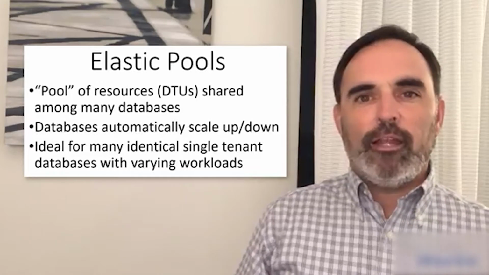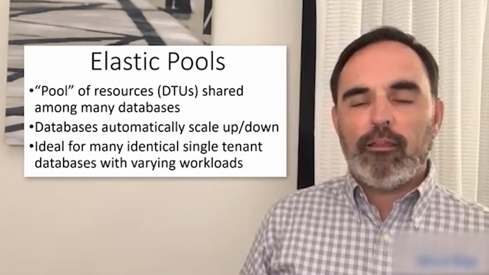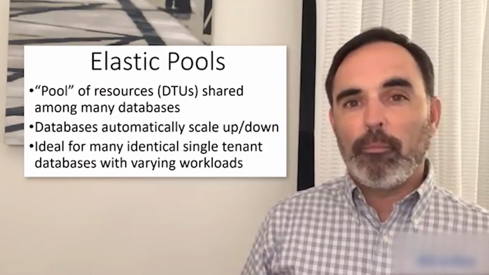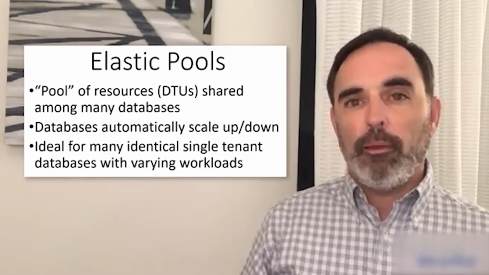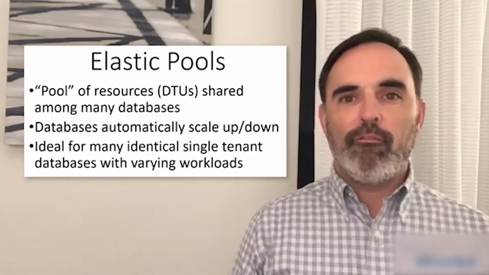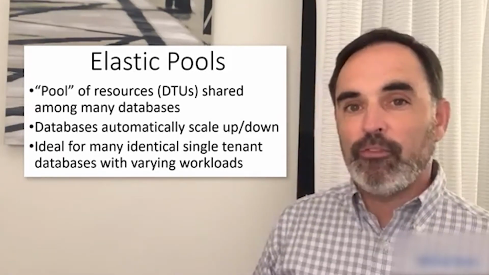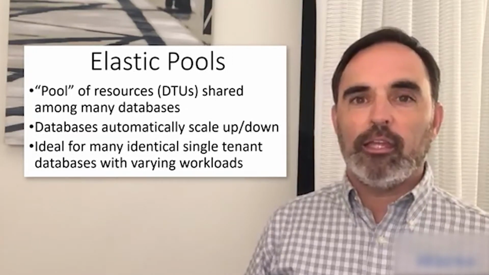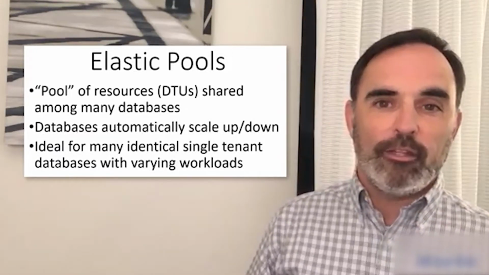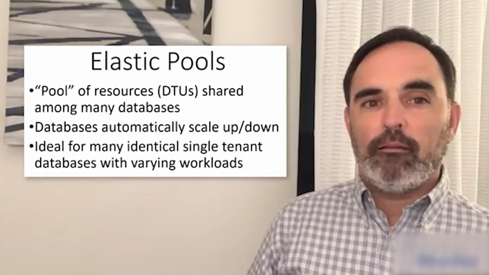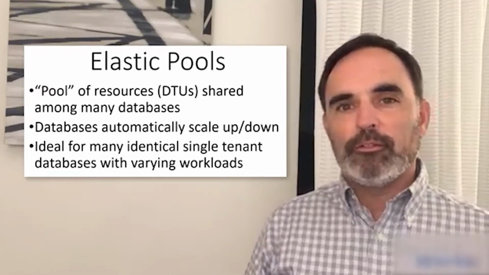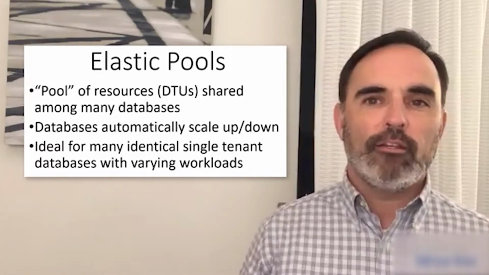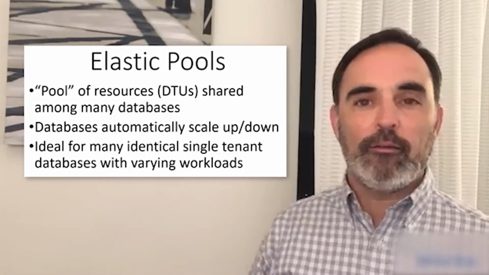The advantage here is that I don't have to set the service tier of each individual database to use a certain number of DTUs, but by putting them in the pool, they will have the pool DTUs available to them. As workload on a database increases, it can increase the number of DTUs that it uses. Likewise, if it's not being used, it'll reduce the number of DTUs that it uses. But I don't have to change anything about the database to take advantage of that automatic scale up, scale down.